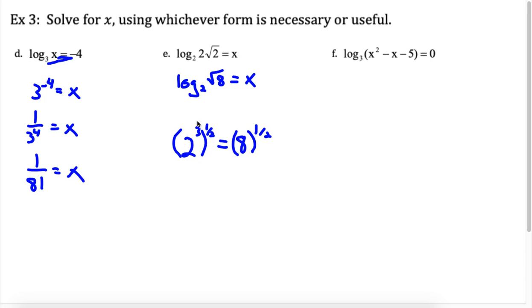So here, if I'm raising a power to a power, I'm multiplying. What that means is 2 to the 3/2 power is going to be equal to 8 to the 1/2 power, or that's the same as the square root of 8. So that's the thought process that we want to go through here. So that means our answer, x, is equal to 3/2.